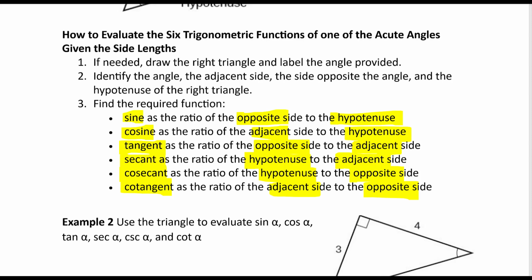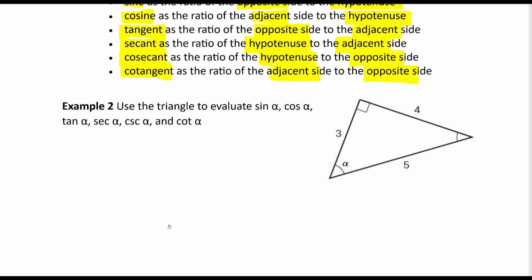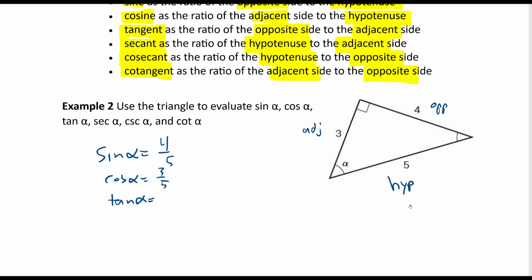So now we're going to use the triangle to evaluate sine, cosine, tangent, secant, cosecant, and cotangent of alpha. So here's our alpha. This is the opposite side. This is the adjacent side here, and the 5 is the hypotenuse. So our sine of alpha is going to be 4 over 5. Cosine of alpha is 3 over 5. Tangent of alpha is going to be opposite over adjacent, so 4 over 3.